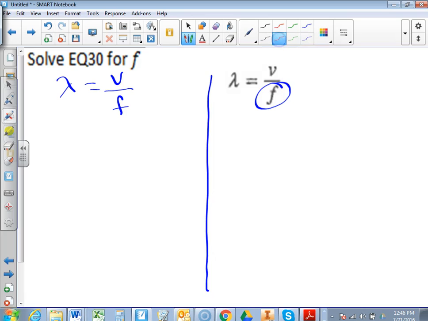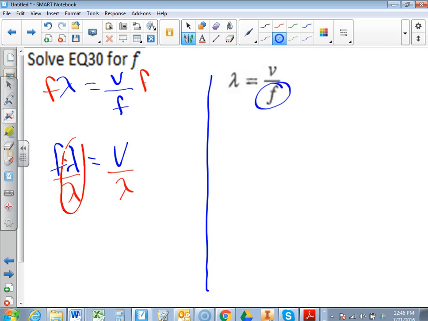So I'm actually going to start by multiplying both sides by f again, which would give me f lambda equals v, which is where we ended the last one. But we're going to do one more thing. I'm trying to get f by itself, so I want to get rid of lambda. So I'm going to divide both sides by that lambda. Why? Because if they're multiplying, I want to do the opposite to get rid of them. This will make 1 over here, and they'll go away. So I'll just have frequency equals v divided by lambda.